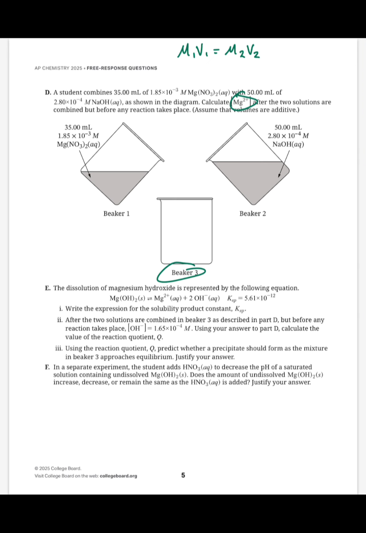where we have the initial molarity of the magnesium nitrate solution. So that's going to be the 1.85 times 10 to the negative 3 molar, multiplied by its original volume, 35.00 milliliters. That's then going to be equal to our new molarity. And then we have the final volume, which is going to be the sum of these volumes here. So then we have 85 milliliters. So then we rearrange, we solve for the final molarity there.